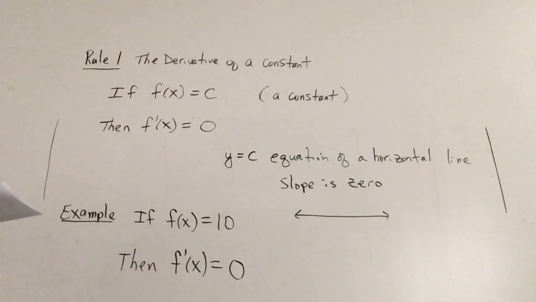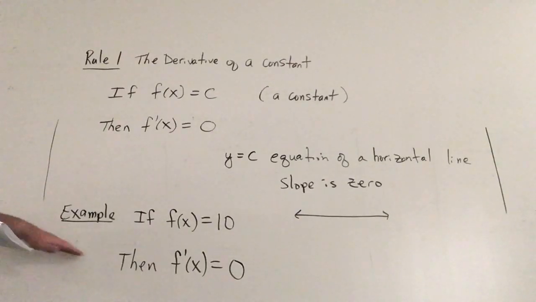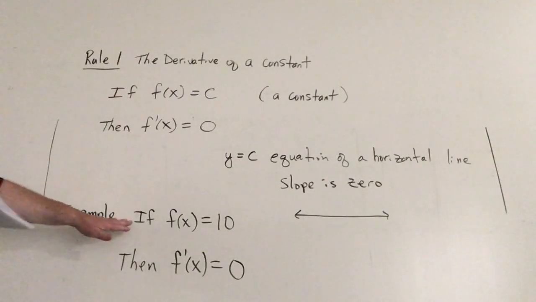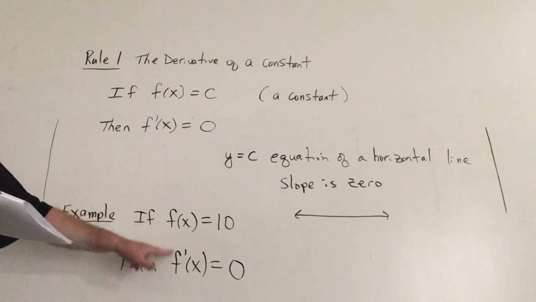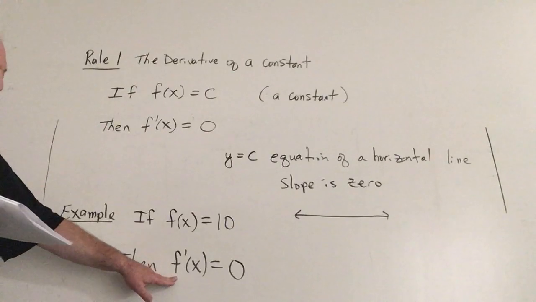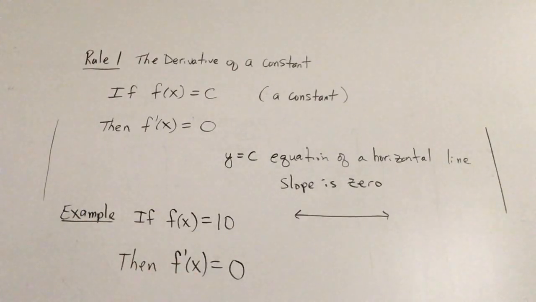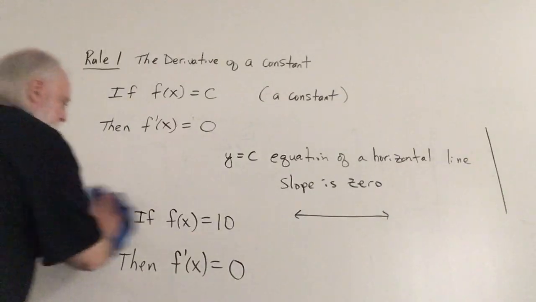So in your packet on page 14, the first example, right? If our function f of x is equal to 10, then the derivative of f of x, denoted f prime of x, is just equal to 0. And so that's true for any constant.